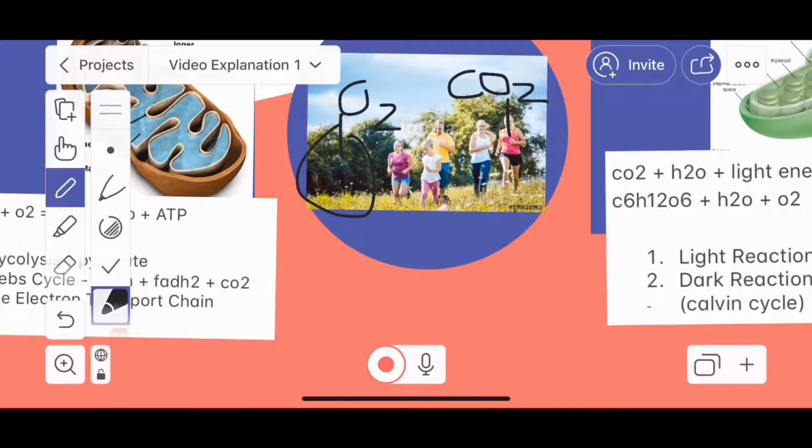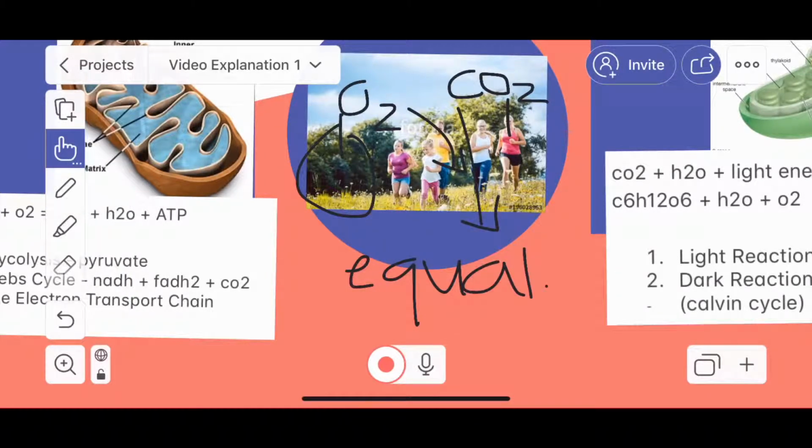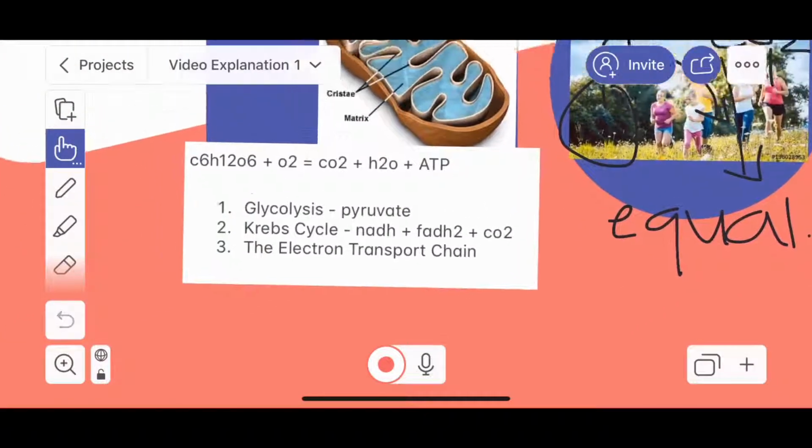Now, the group needs the oxygen from the plants to keep running, let alone living, and the plants need the carbon dioxide from the group to keep photosynthesizing. And this is basically the chemical equilibrium that is generated by photosynthesis and cellular respiration. But now let's get into detail. First, we'll start with cellular respiration.